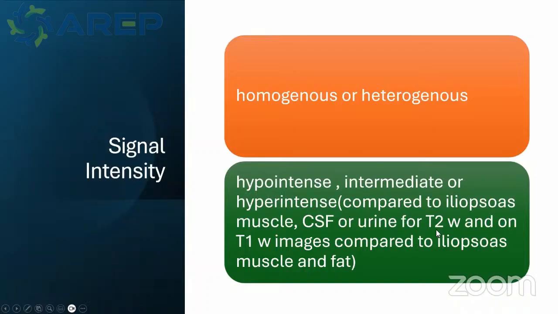On T2 weighted imaging, the signal intensity is compared with the iliopsoas muscle for solid lesions, and for the fluid component with the CSF or urine. And on T1 weighted images, again, for the solid component, we compare with the iliopsoas muscle and the subcutaneous fat.